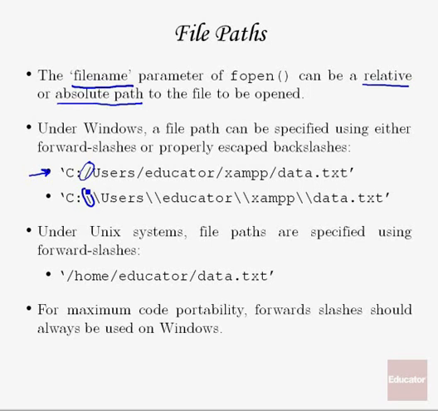In order to specify a backslash within a PHP string literal, you actually have to escape it. So you'll notice that for each backslash you actually have two backslash characters. On a Unix system, which is maybe what your web host is going to be using, file paths are denoted with the forward slash character. One thing to note is that for maximum code portability, you should always use forward slashes even when working in a Windows environment.